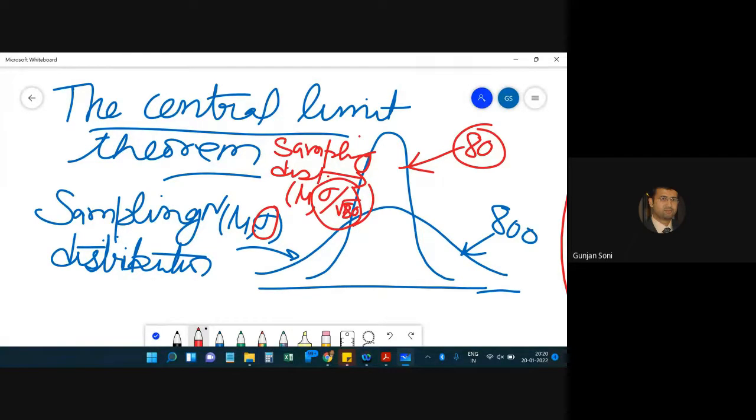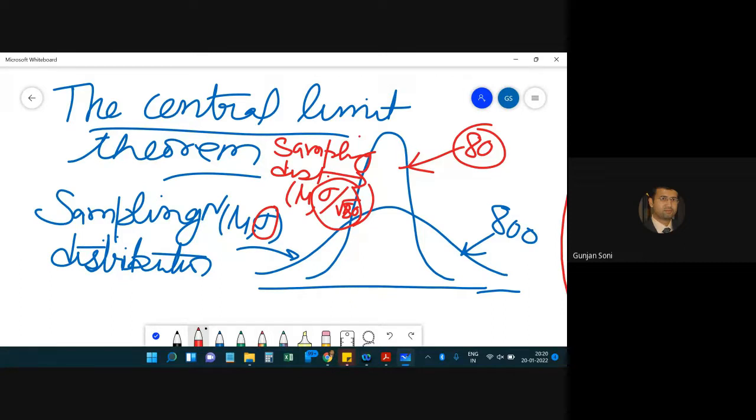So since the outliers or extreme values are generally missed out, the probability of missing the extreme values is pretty large when you are taking a sample. Because of that, the standard deviation is lesser for a sampling distribution.